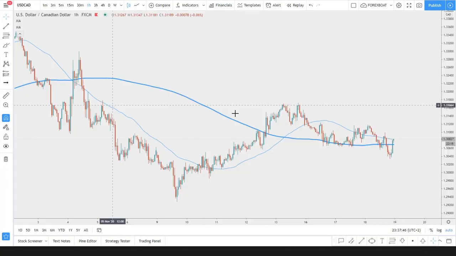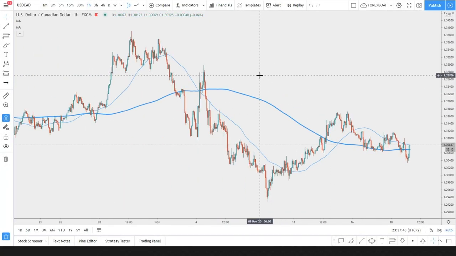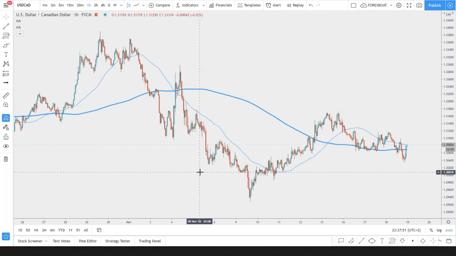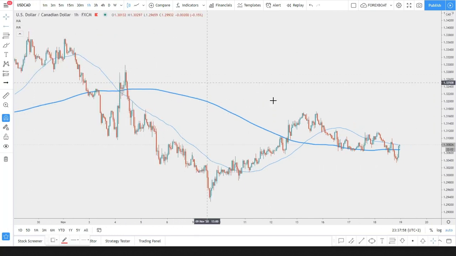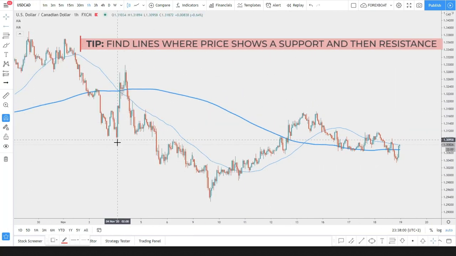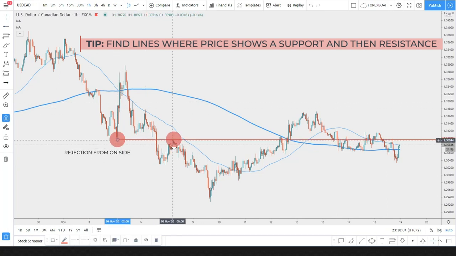You probably all know the way to spot the support and resistance levels by using the previous information. This is a pretty simple way. You find the lines where price is finding the support and then resistance. So basically rejecting it from one side, then rejecting it from another side. And this level becomes a level of interest.